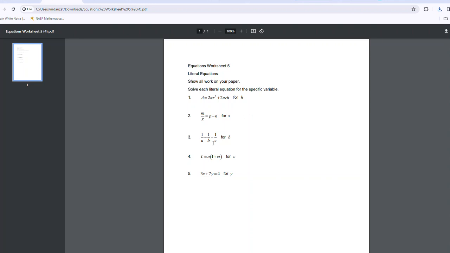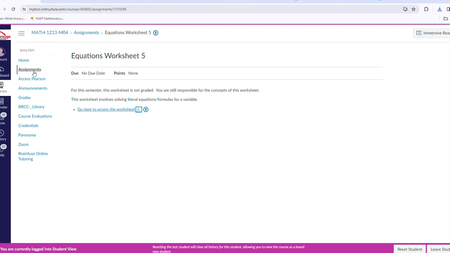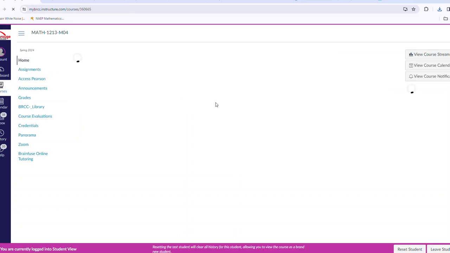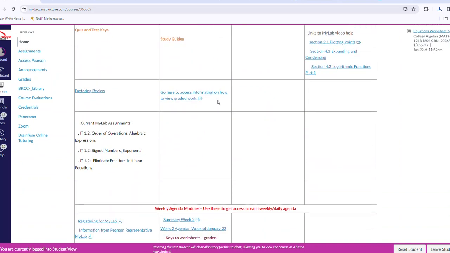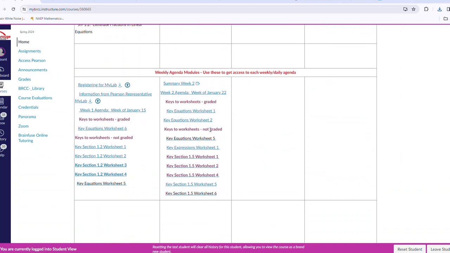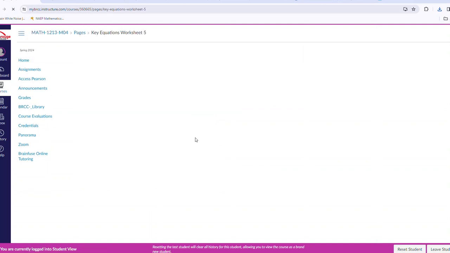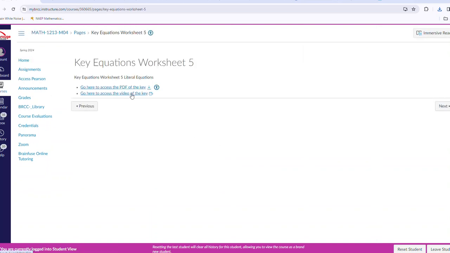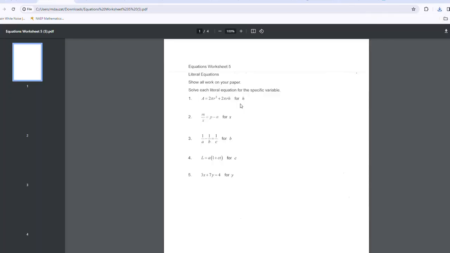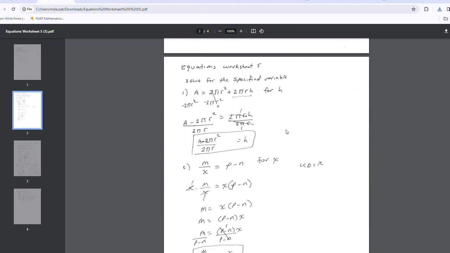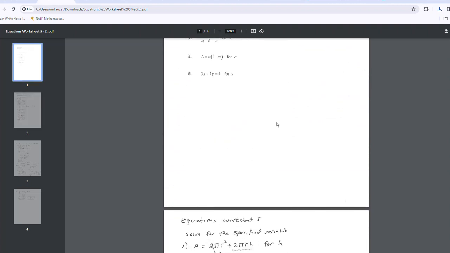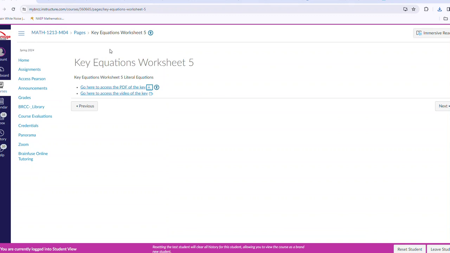But the key is already posted. So remember, to get to the key, remember this equation is called Equations Worksheet 5. To get to the key, you're going to go back to the home page. And the key is where it says Keys to Worksheet Not Graded. So here's the key to Worksheet 5. And the video is here, and the PDF is here. So if you click on it, there's the key.